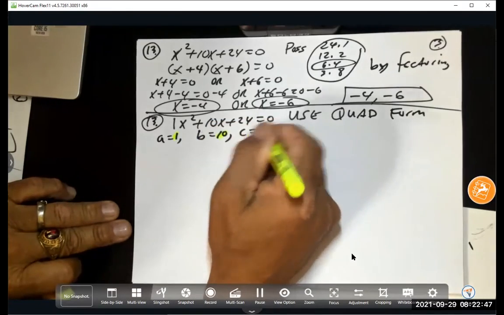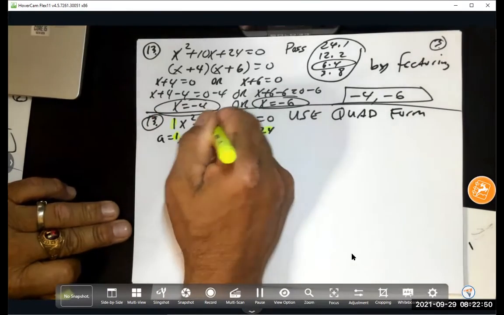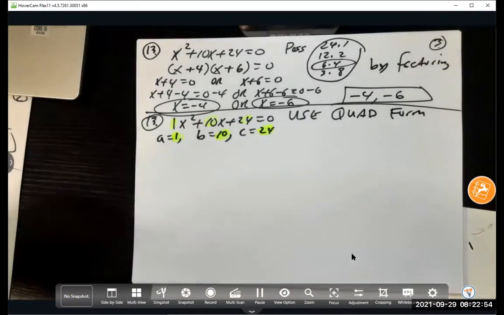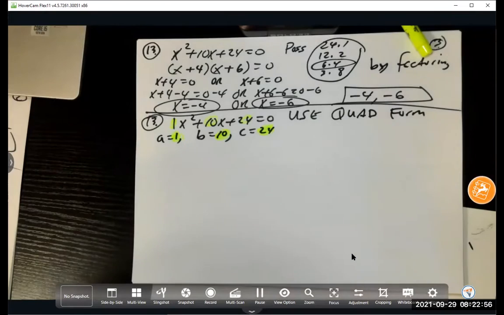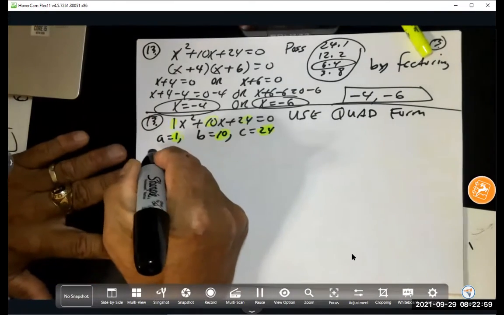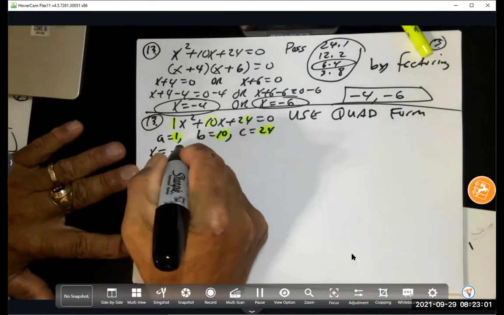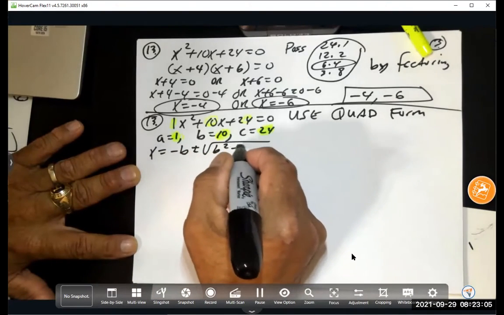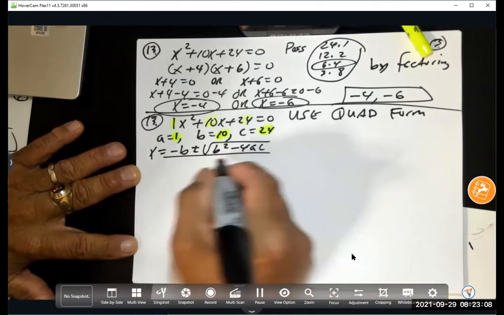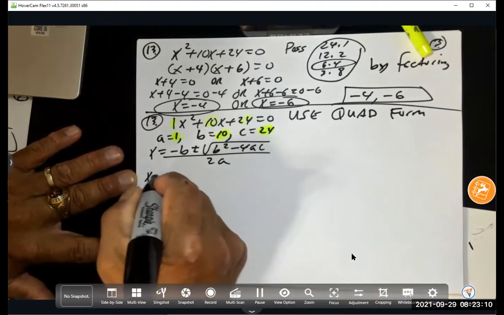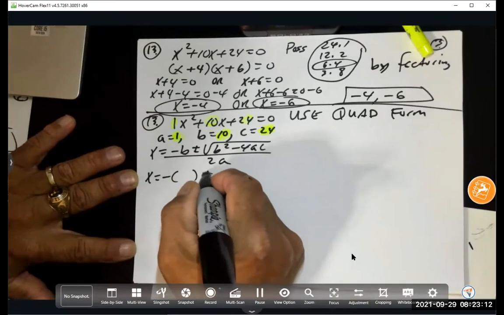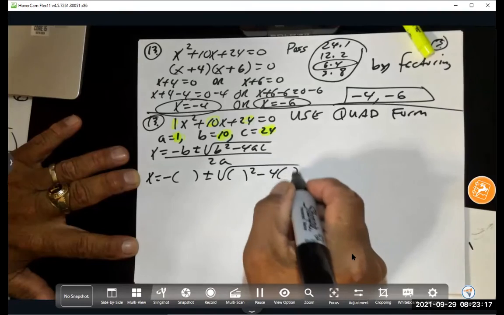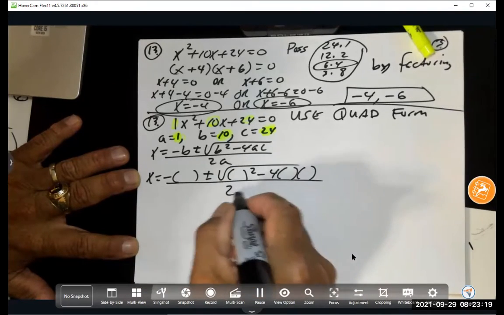So just make sure you put exactly what you see. If you see a plus here and a plus here and a plus here, that's what goes here for the yellow parts. Okay, so now I have the numbers. Can I put it in my formula now? Yes. So x is negative b plus or minus the square root of b squared minus 4ac, all over 2a. So x equals negative of b, b squared minus 4 times a times c, over 2 times a.